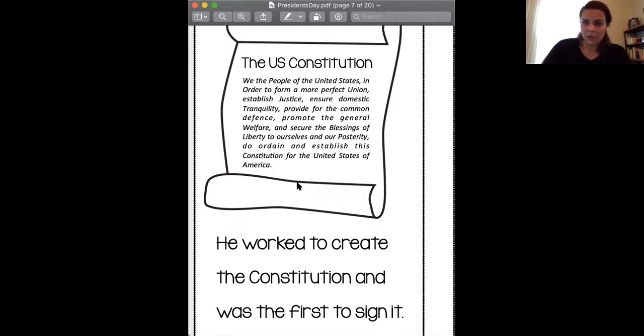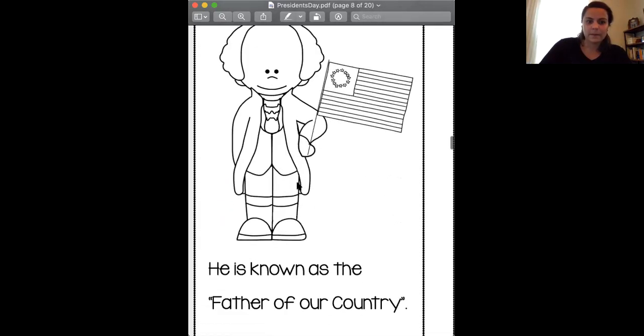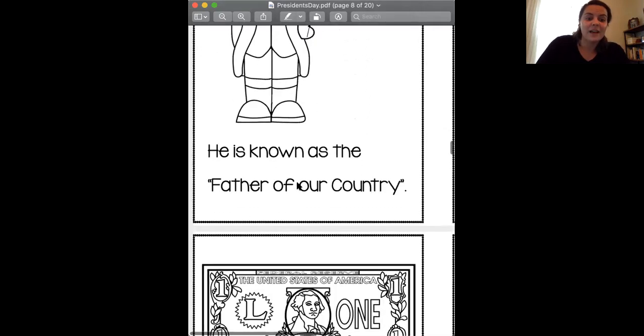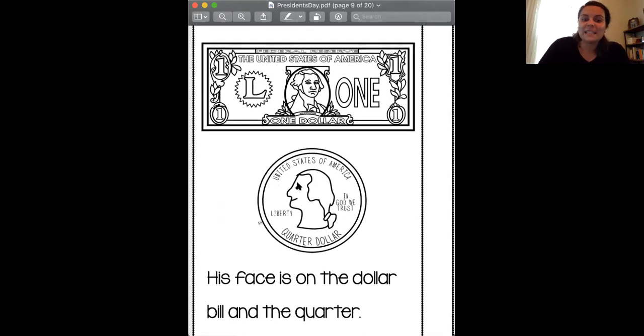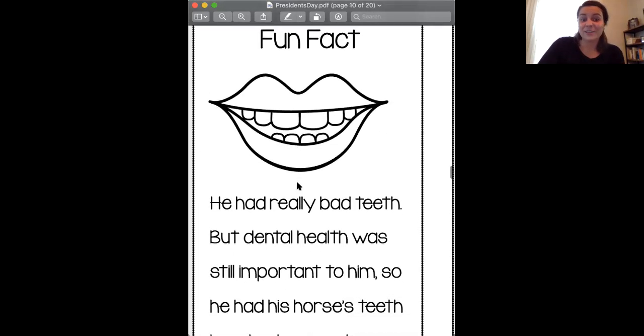Oh my goodness. He is known as the father of our country. Pretty cool. That's his nickname, father of our country. And his face is on the dollar bill and the quarter. What if your face was on the dollar bill and the quarter? That'd be pretty cool, right? So many people would see it. George Washington's face is on those. That's pretty special.